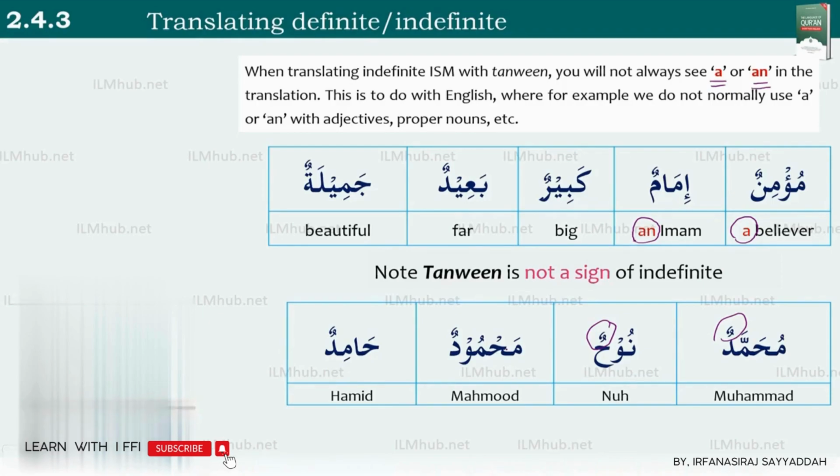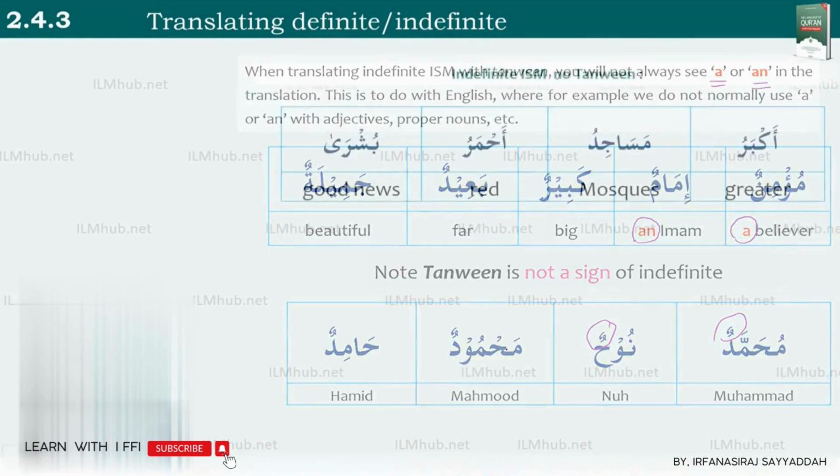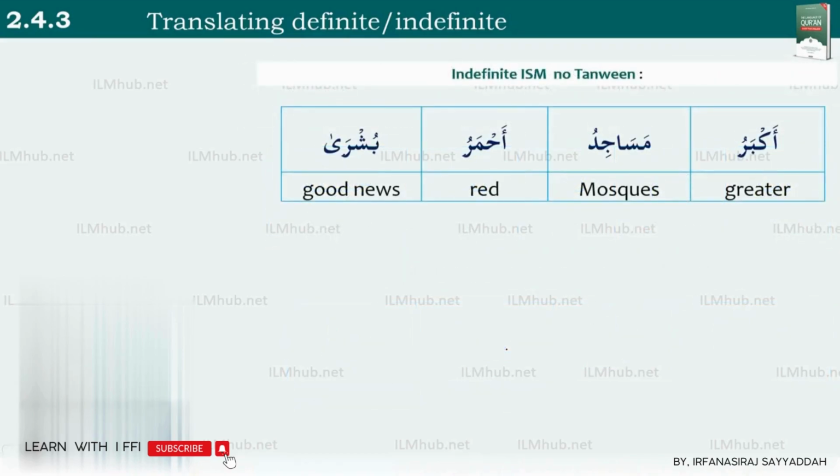Why some words take tanween and why some words don't is further discussion, inshallah. But for now, remove this idea that tanween is a sign of something being indefinite all the time. This is simply not the case. There are many indefinite isms in Arabic that do not have tanween.